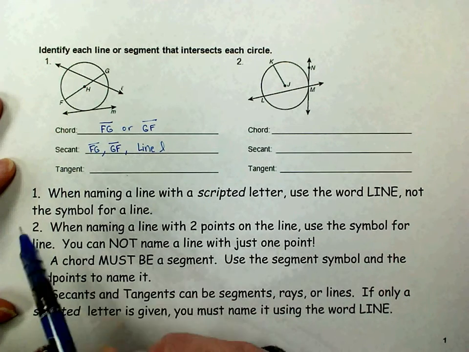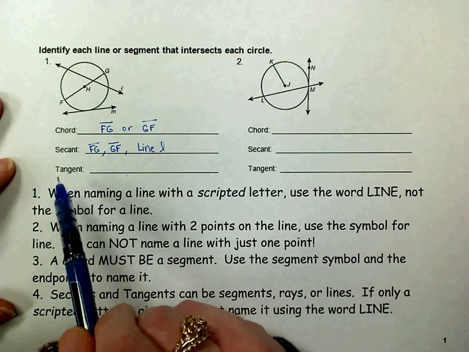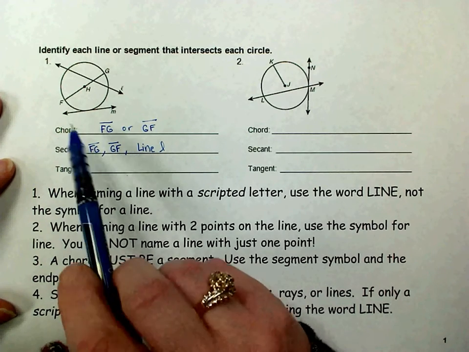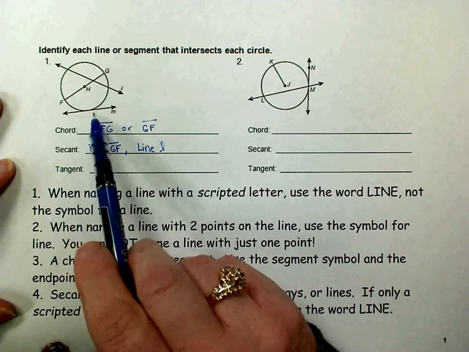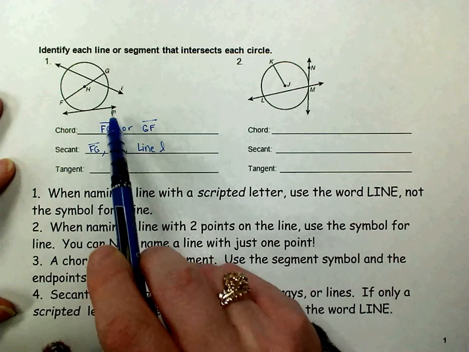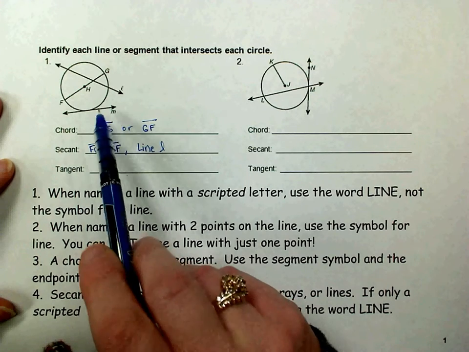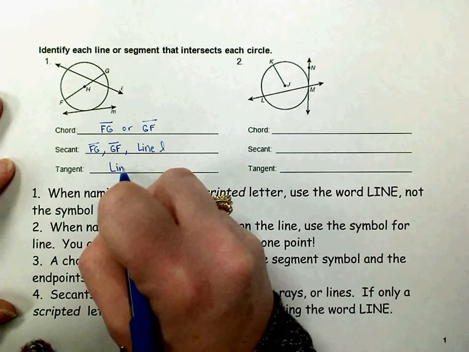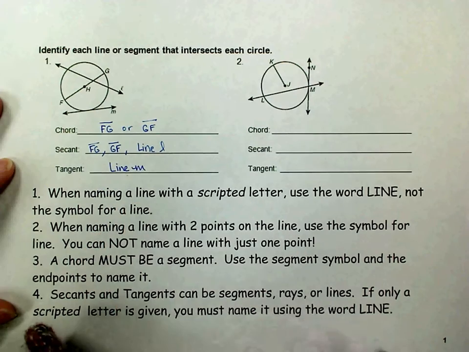A tangent can be a segment, a ray, or a line that only contains 1 point of the circle. And so we only have one choice here for our option, and that's this line right here that only touches the circle in 1 point. Again, we're not given points on the line, we're only given this scripted letter. So again, we have to use the word line and then that scripted letter M.